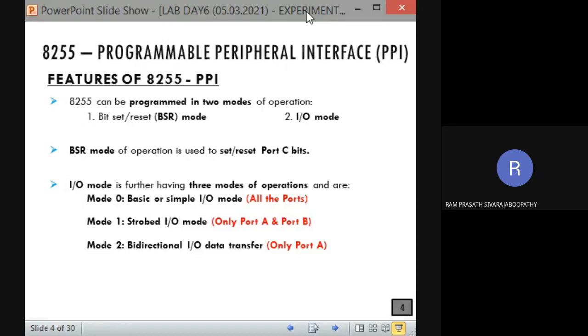Mode 0 is the simple IO mode. That means we are going to read some data from an input device through 8255, or write some data to an output device through 8255. Simply we read or write something to the input output device. Whereas in mode 1 and mode 2, we do data transfer with handshaking signals. Interrupt driven data transfer.